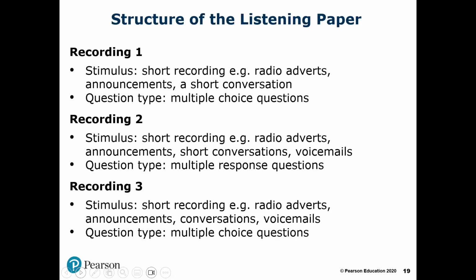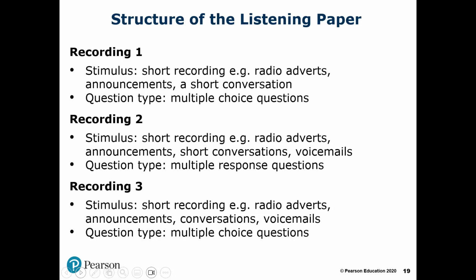So we're going to have a look at recording 1, 2, and 3. We're going to just talk a bit about those. So recording 1, so the stimulus could be a short recording. It might be things like a radio advert, announcement, short conversation, and the question type is multiple choice questions. So those are those 4 option multiple choice questions.